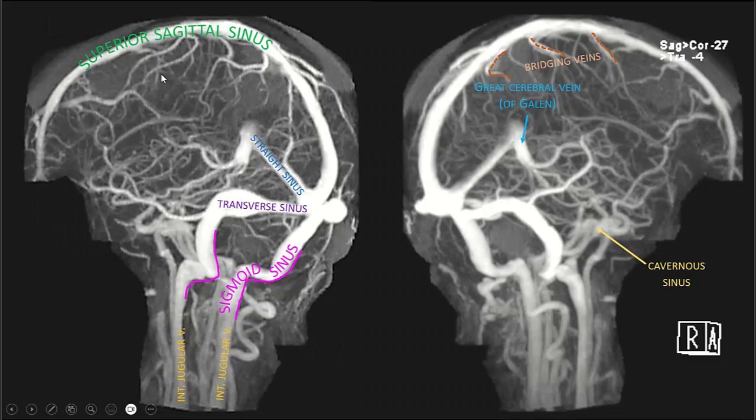You can see the superior sagittal sinus. It comes down. This is the confluence of sinuses where they're all together. We see the straight sinus coming straight back, transverse going out to the side. We see the sigmoid makes this little squiggle, and then it goes down into the internal jugular vein. In this right image, we can more easily see bridging veins as well as this cavernous sinus region.